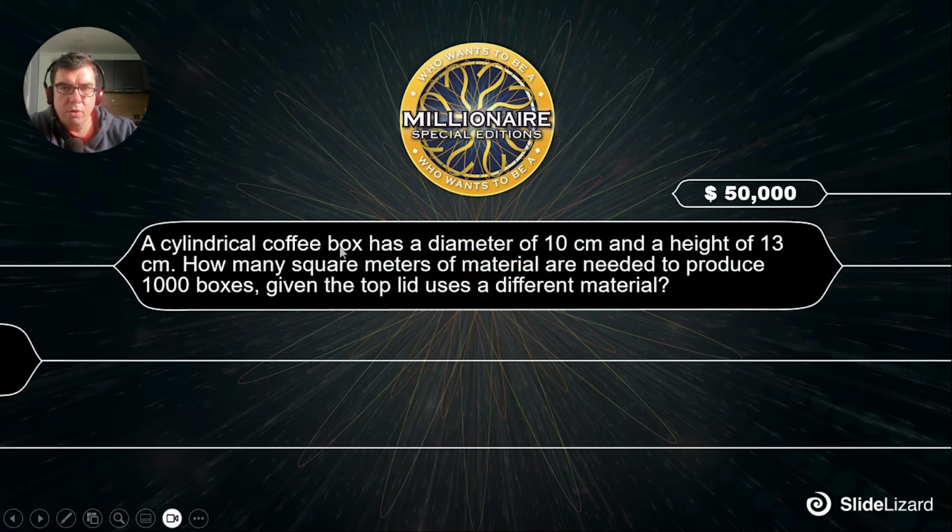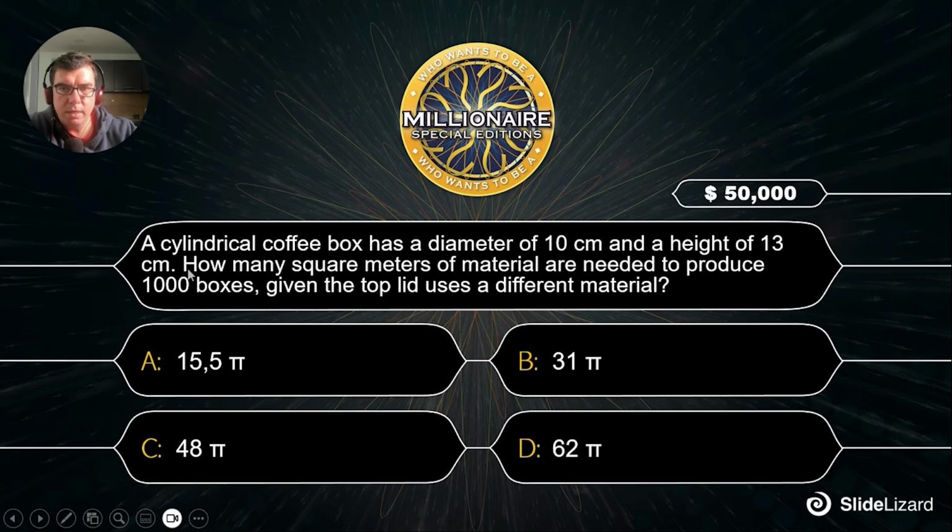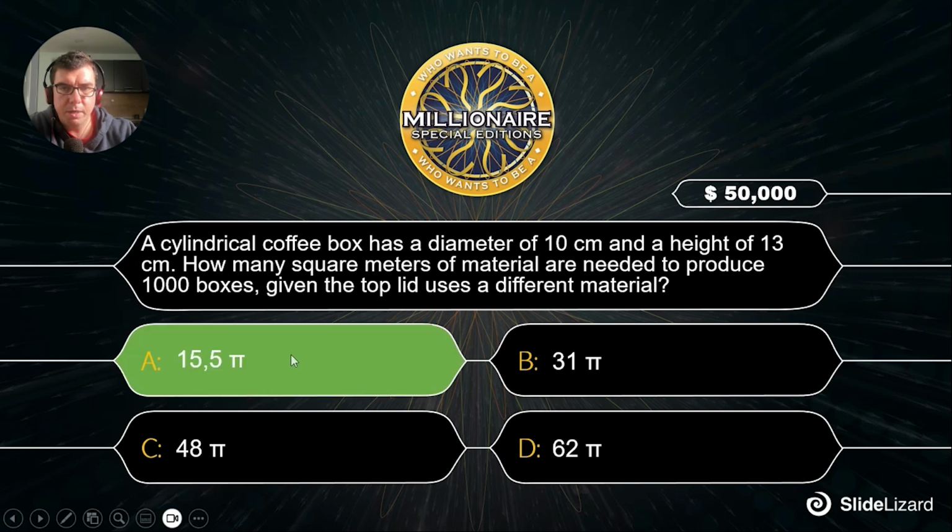A cylindrical coffee box has a diameter of 10 and a height of 13. How many square meters of material are needed to produce 1000 boxes, given the top lid uses a different material? Did you find A, 15.5 pi? That is correct.